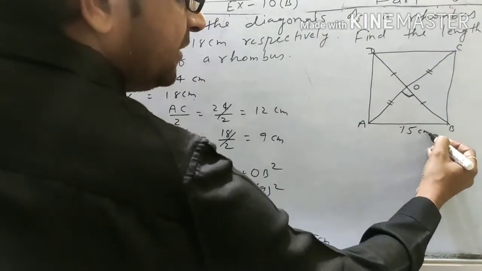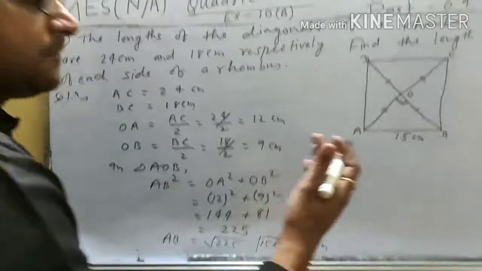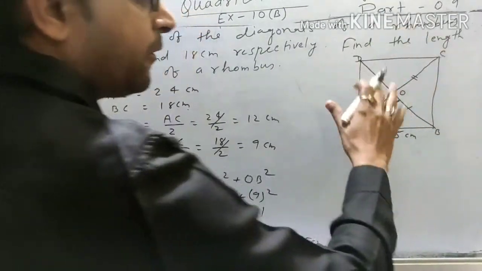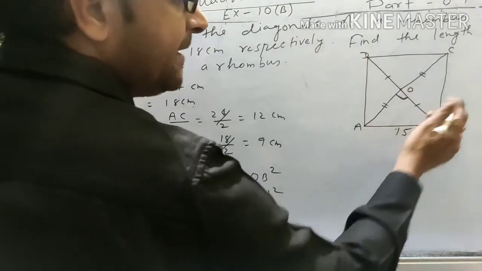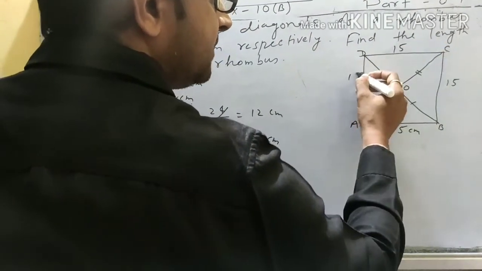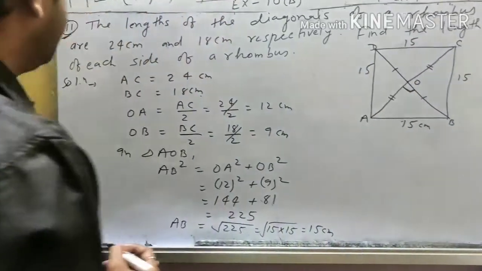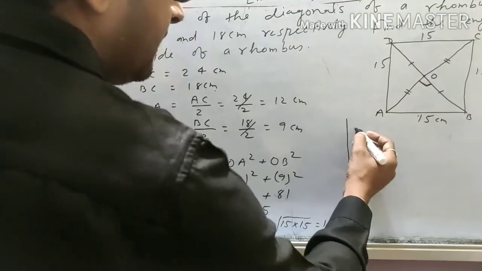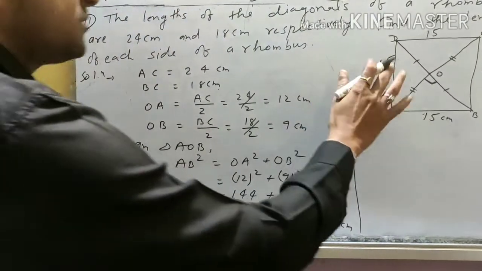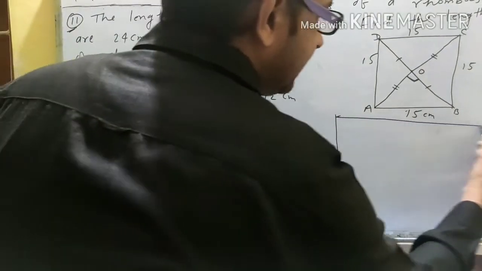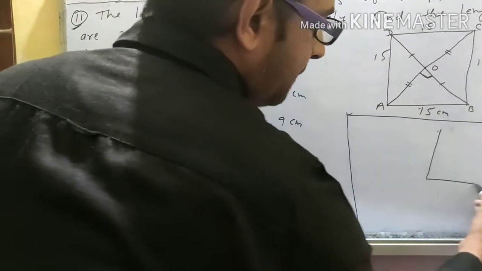Okay students, so we know that the sides of a rhombus are equal. So 15 centimeter, this is also 15 centimeter, this is also 15 centimeter, this is also 15 centimeter. This is question number 11, students. Okay, here students, this question can be solved in another way. Suppose ABCD be the rhombus.